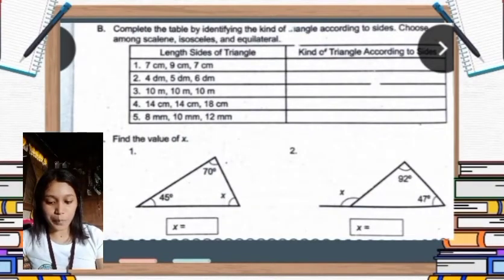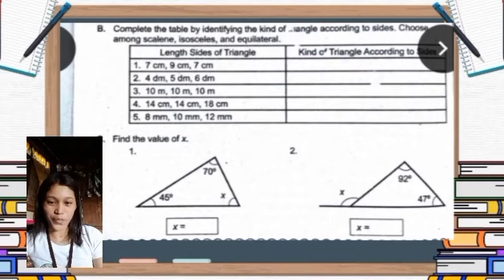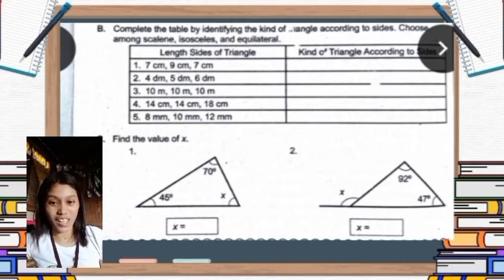Complete the table by identifying the kind of triangle according to sides. Choose among scalene, isosceles, or equilateral. So, given number 1, the measurements of the triangle are 7 centimeters, 9 centimeters, and 7 centimeters. What kind of triangle is this? So the answer is the isosceles triangle. It has two of the same measurement.